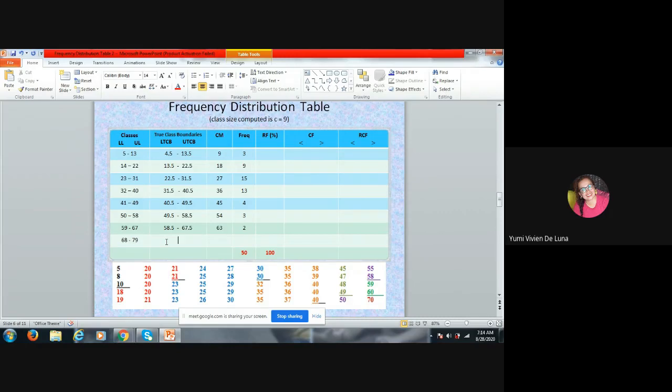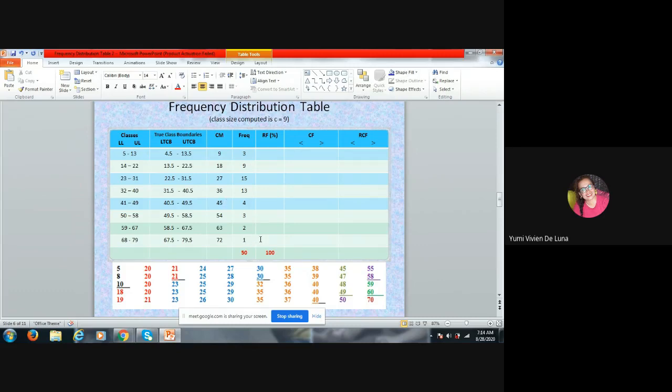Similarly, for the true class boundary, just follow the same rule. So for 68, subtract 0.5. Then for 79, add 0.5. Okay? So here, class mark 63 plus 9, we have 72. So here we will put the highest value. So, you have 1 value there.